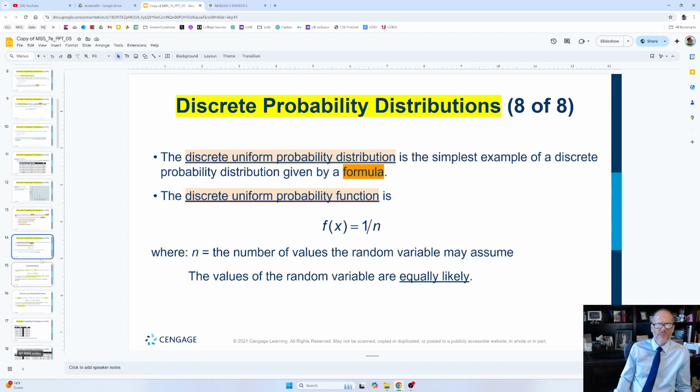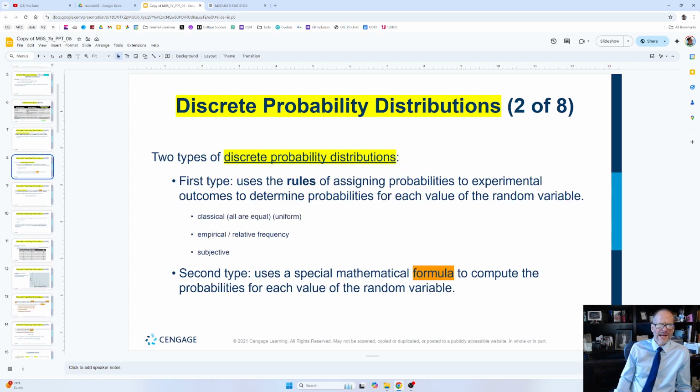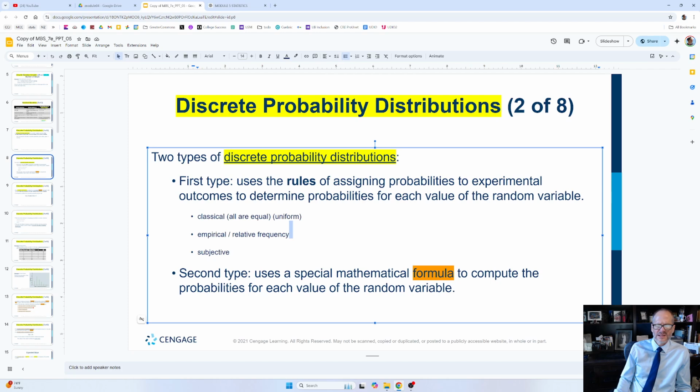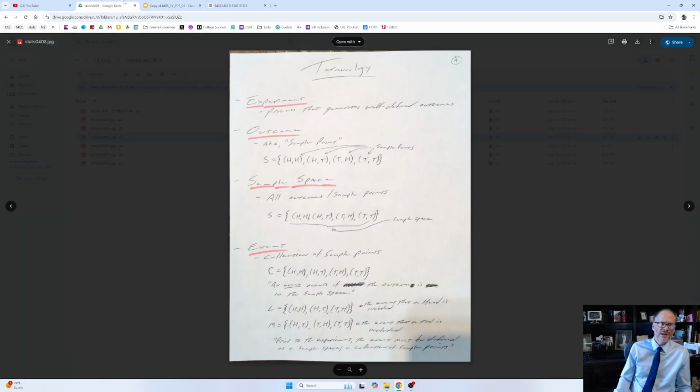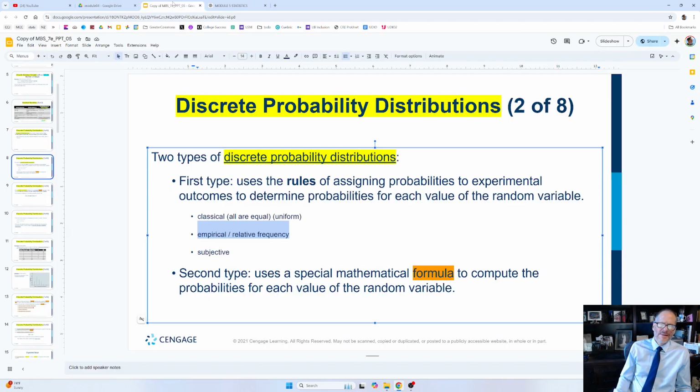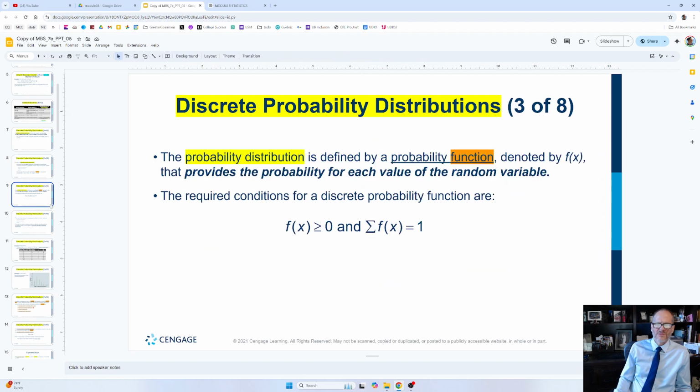So that's the discrete uniform probability function, and it's based upon the classical method of determining probability, and that's where everything is equal. The empirical or relative frequency, again, statistics not being consistent with their language as a field, right? But this is the one where we just get the data from the law of large numbers. We've done a whole bunch of stuff a bunch of times and measured the outcomes and what their relative probabilities were for each outcome, each sample point out of all the sample points in the sample space. And then subjective is just like, this is what I'm telling you. This is the probability, my subjective probability of it all.